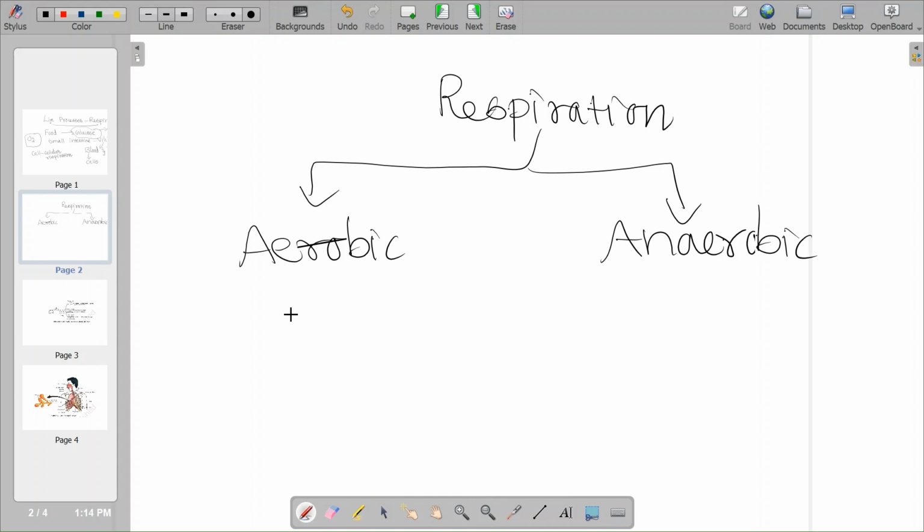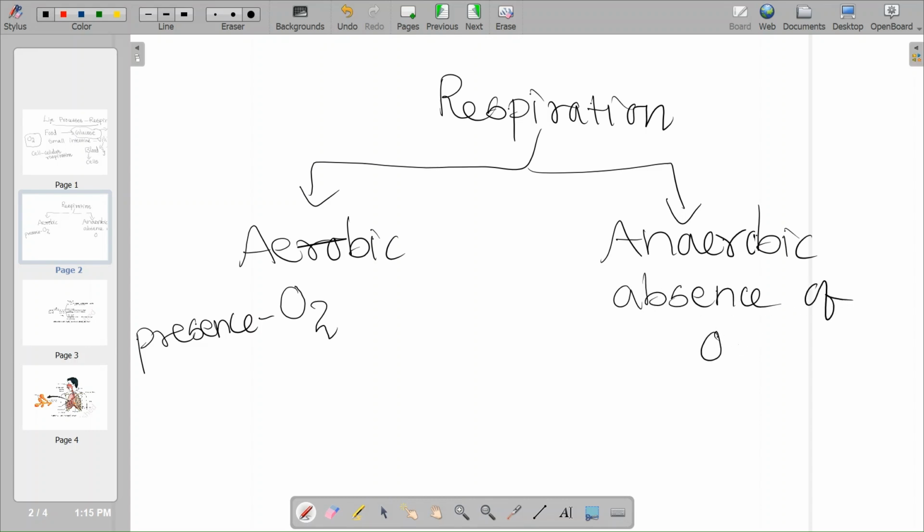In aerobic respiration, the respiration takes place in the presence of oxygen. We human beings perform aerobic respiration, where we need oxygen to break down food to release the energy. When it comes to anaerobic respiration, the respiration takes place in the absence of oxygen. We call it anaerobic respiration. So, respiration is categorized into two types, aerobic respiration and anaerobic respiration.